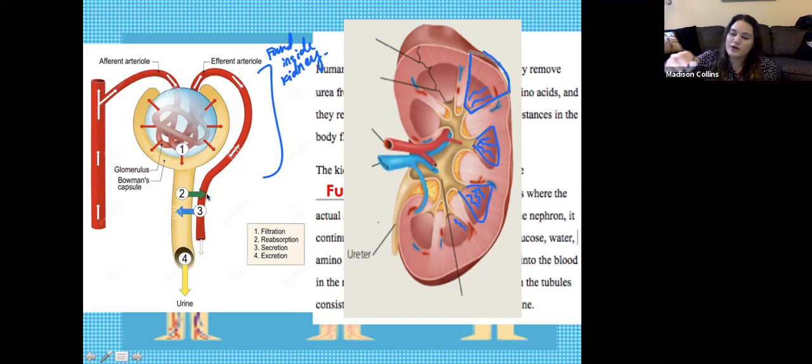Okay, and what happens is your arteries are going to carry blood into these nephrons. Then all of the waste is going to be filtered out. So then that waste is going to continue on as urine down through your excretory system. But again, you just need to know that nephrons are the functional units of the kidney where the filtration of that urine actually occurs.